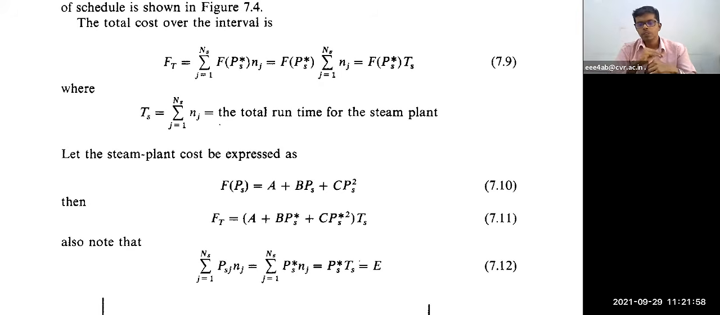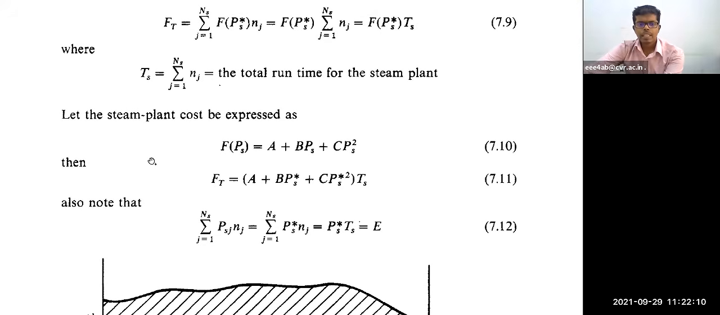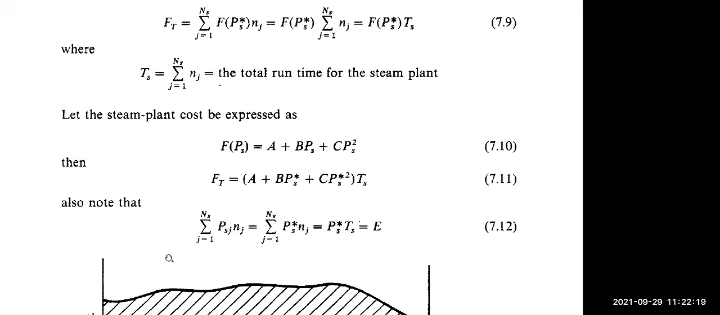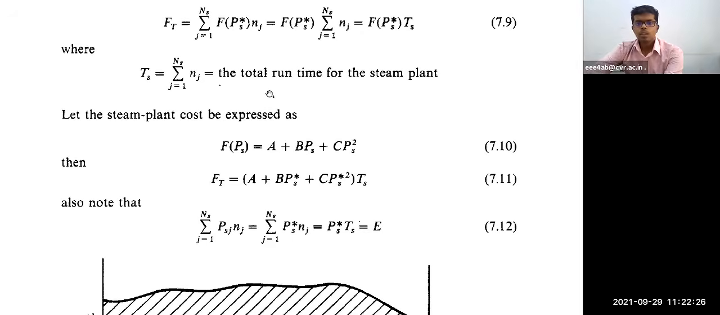Whichever notation you write is fine, because A, B and C are the fuel cost coefficients. So let FT be the total fuel cost, that is, A plus B into PS star plus C into PS star square, the whole into TS. TS is nothing but the total run time for the steam plant.